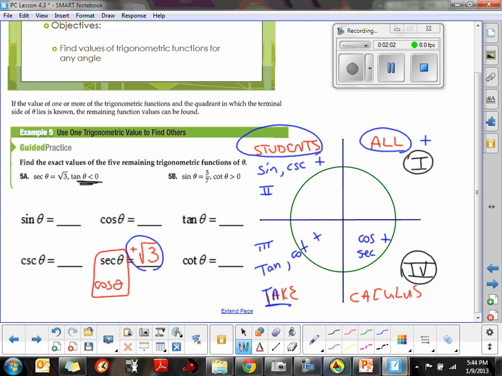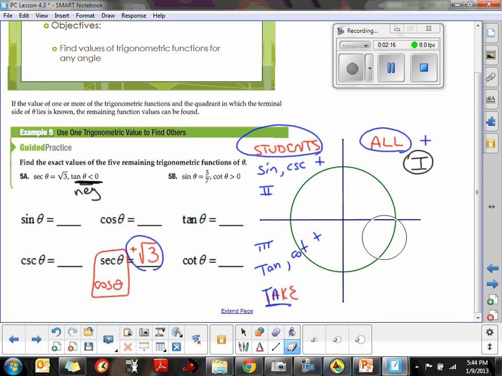Well, they're telling us that the tangent is less than 0. That means the tangent has to be negative. We only are going to get a negative tangent in the fourth quadrant because, remember, all trig functions are positive in the first. So we used some deductive reasoning to figure out what quadrant we're in. We have an angle that's over here in the fourth quadrant.